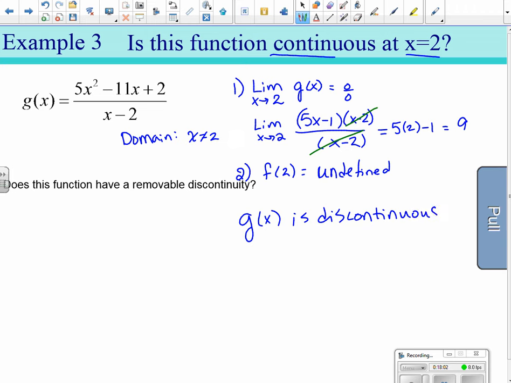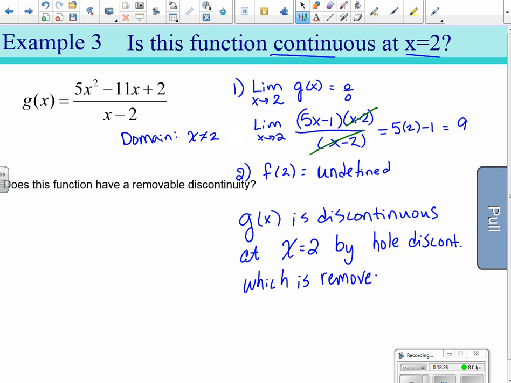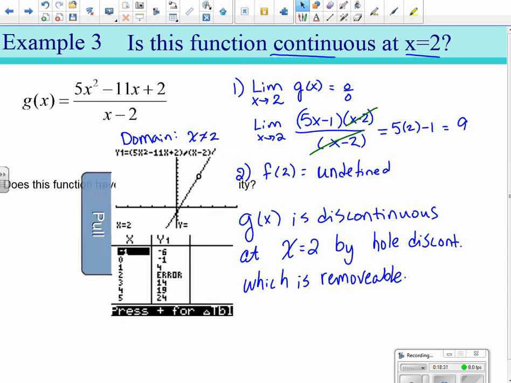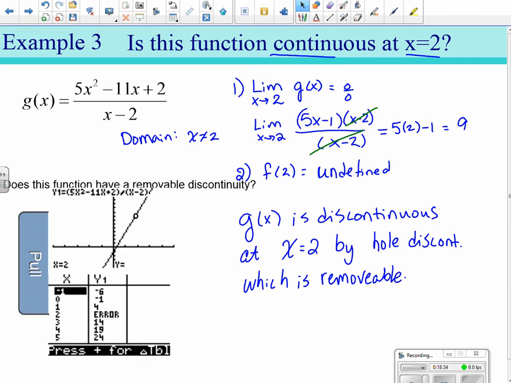And we've got to discuss where it is discontinuous. Discontinuous at x equals 2, really by a hole discontinuity, which is removable. Hole discontinuities are removable discontinuities. Okay. And then there's a picture of what is going on for us here. We do have that hole discontinuity, but otherwise it's pretty much a linear function of 5x minus 1.